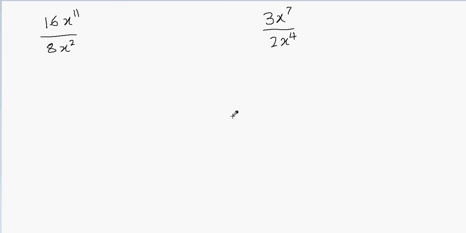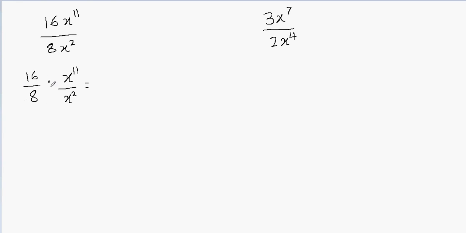Hi, in this video we'll learn how to simplify rational expressions. So here let's take a look at the first example. I'm going to separate the numerical part and the exponential and the variable part here. So I'm going to write this as 16 over 8 times x to the power 11 over x squared. I didn't change the value of the expression, but I just separated the numerical part and the variable part.